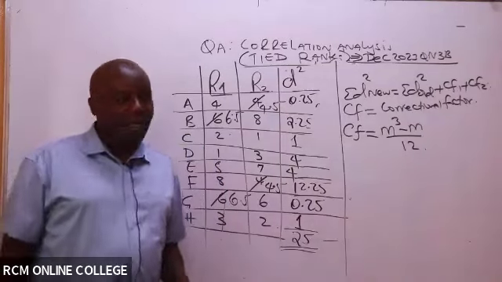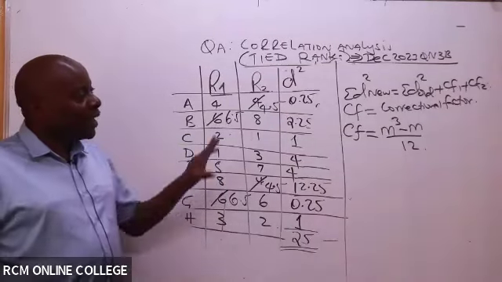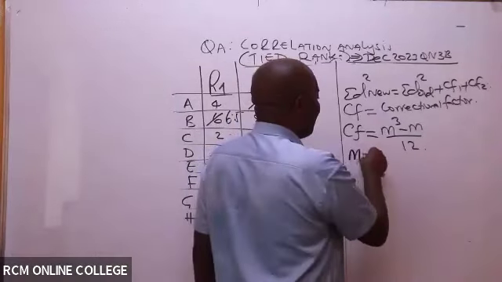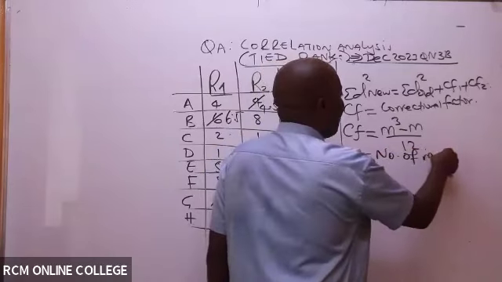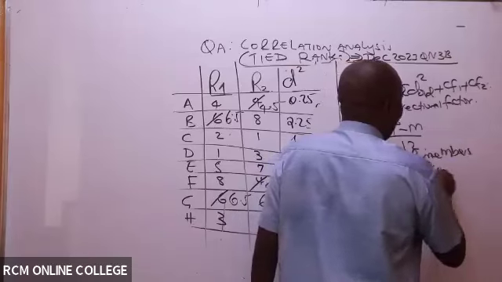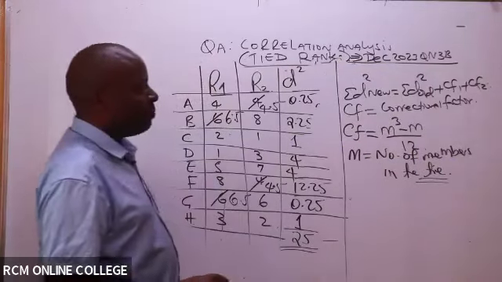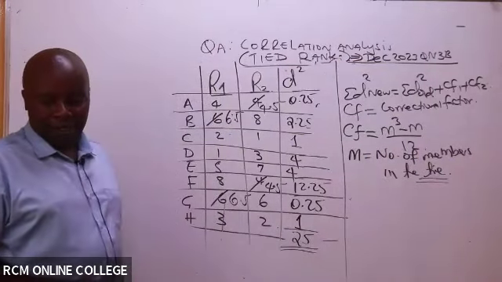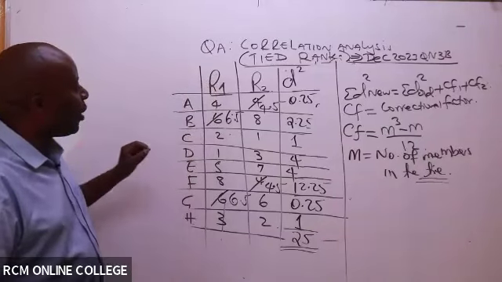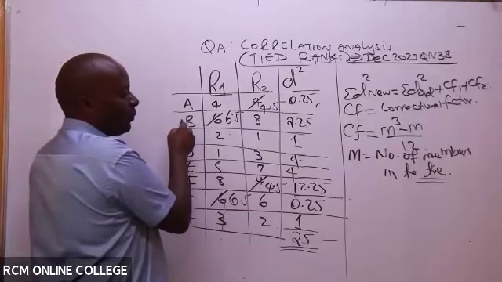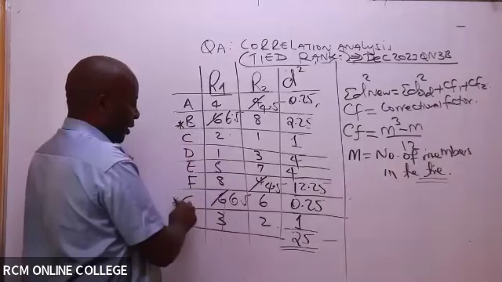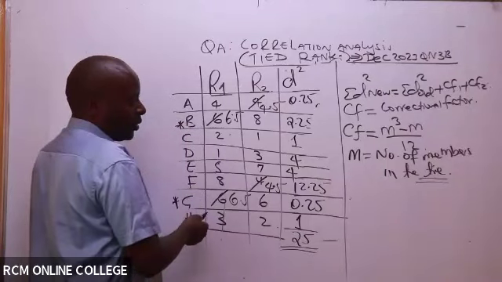Yes. So anytime they want me to give them correctional factors, that is how I'll be getting them. Remember, m represents the number of members in the tie. So now, for example, in this division 1, how many members were sharing number 6? We had 2 members, this gentleman here and this one. They shared number 6.